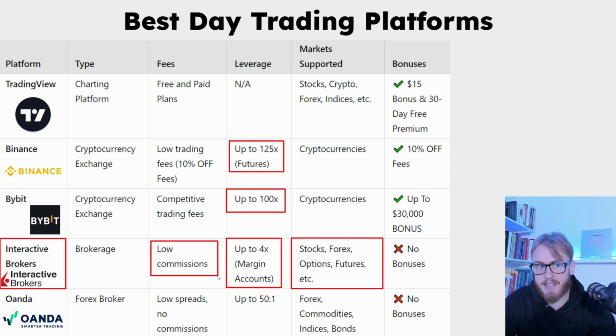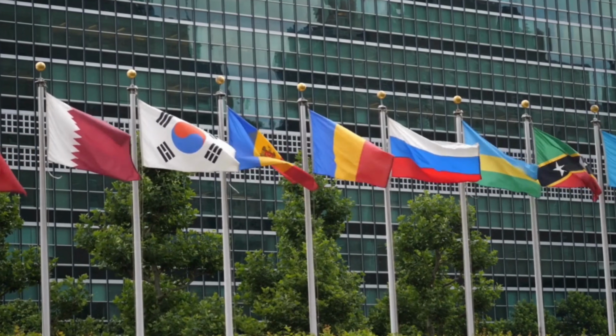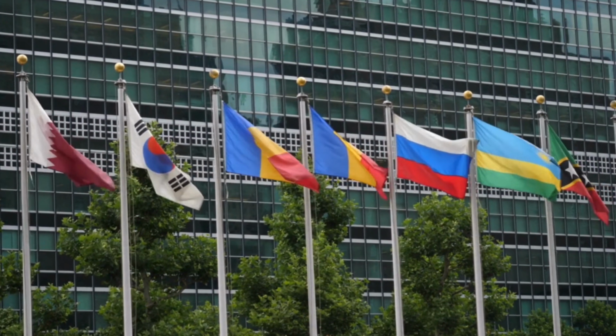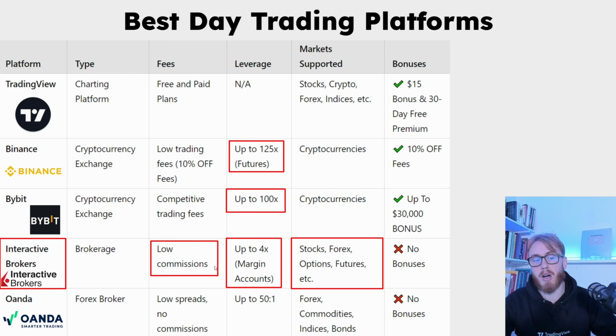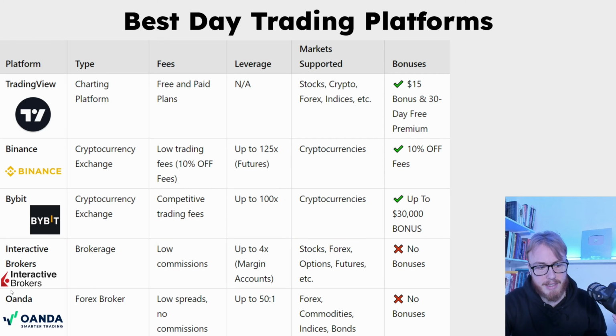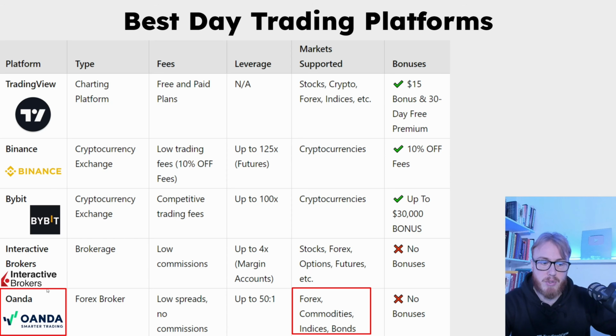When it comes to fees, Interactive Brokers has low fees, so that's great. It's also available in many countries, I think more than 200. So if you're going to focus on stocks, you can definitely consider Interactive Brokers. Last but not least, I also want to mention Oanda. This platform is more focused on forex. So I would say Oanda you can use for forex, Interactive Brokers for stocks.